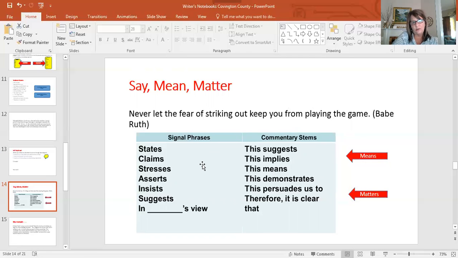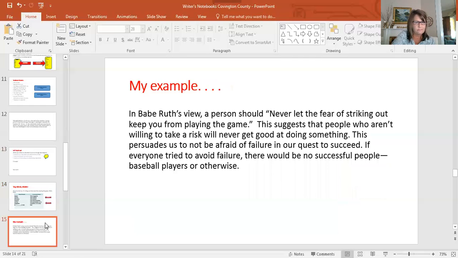And we're going to signal the quote using a signal phrase. So let me just model that out loud for you. Babe Ruth claims, Babe Ruth insists, Babe Ruth suggests, in Babe Ruth's view. So let's just try this. In Babe Ruth's view, a person should never let the fear of striking out keep you from playing the game. That's what he said. So that's the say.